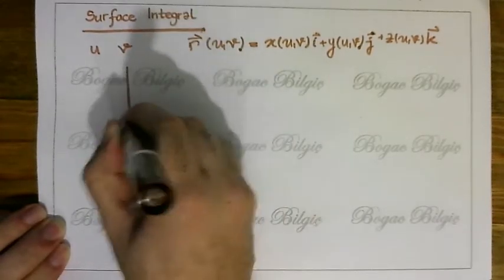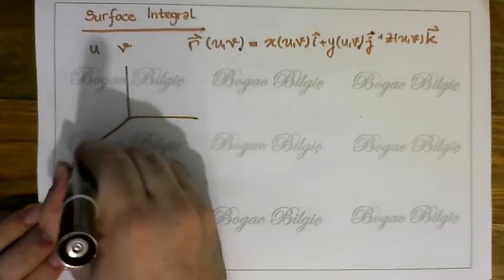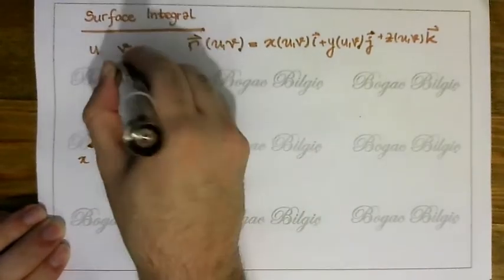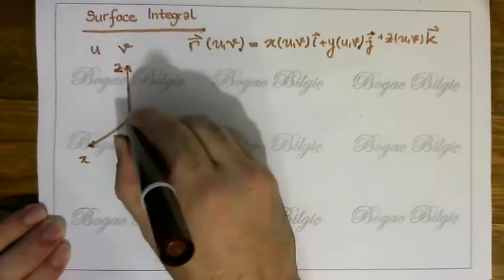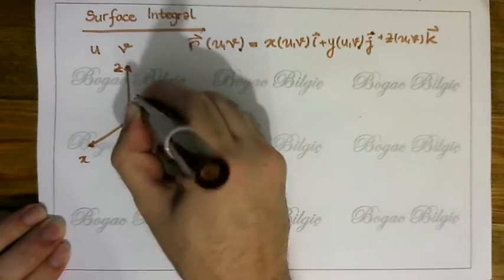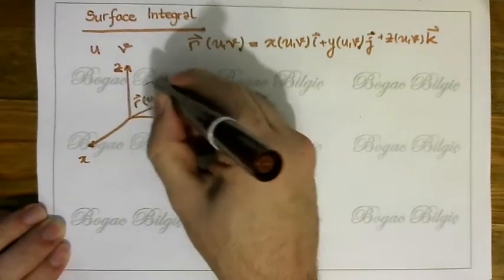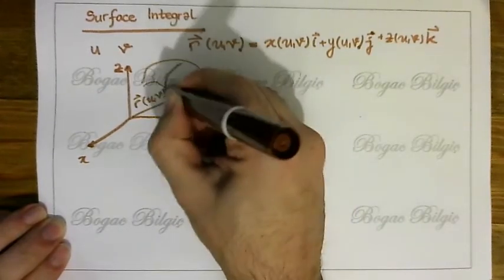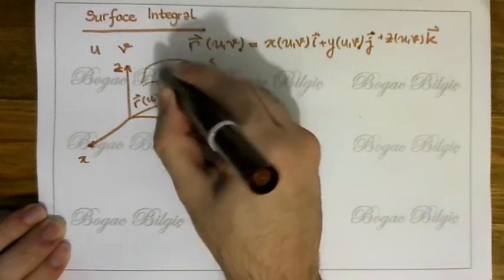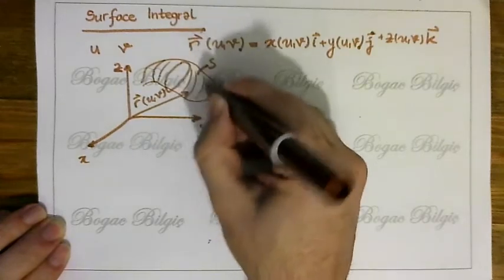We draw this: x, y, z. This is r vector (u, v). This is S, the surface.